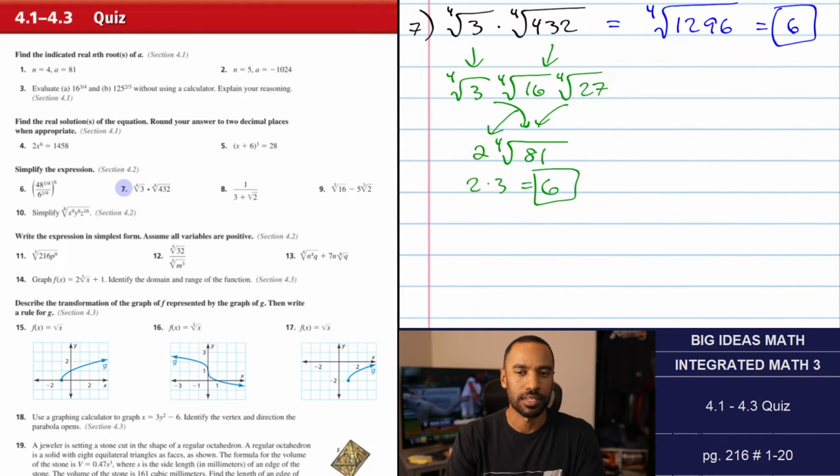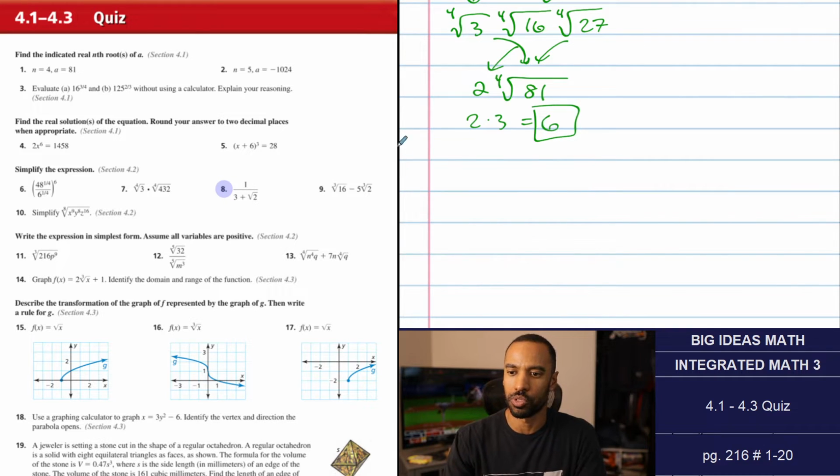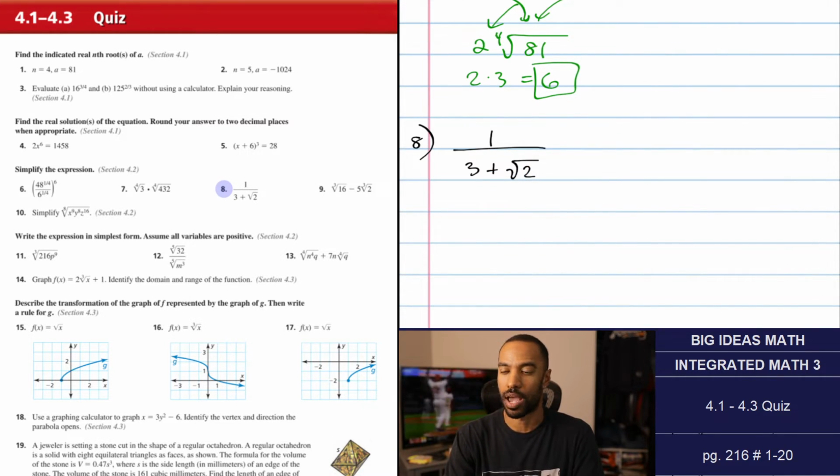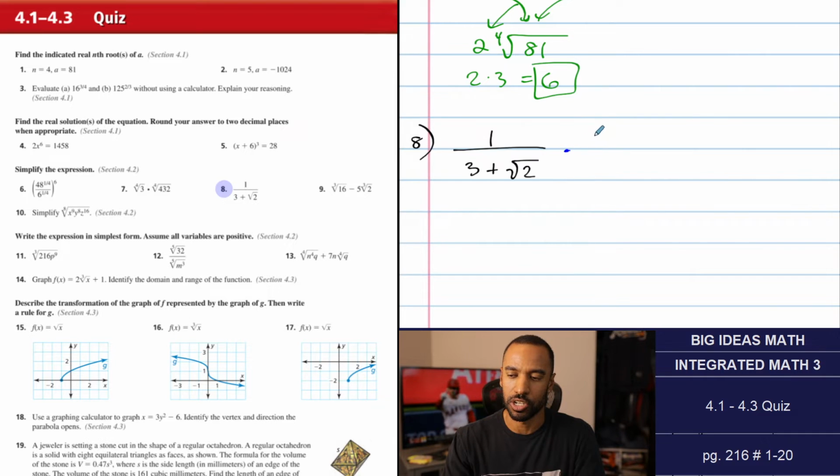Okay, number 8. You have 1 over 3 plus root 2, and we have to simplify. Now, the simplification here is not to turn this number rational, but to turn the denominator rational. We have to rationalize the denominator by multiplying by its conjugate: 3 minus root 2 over 3 minus root 2.